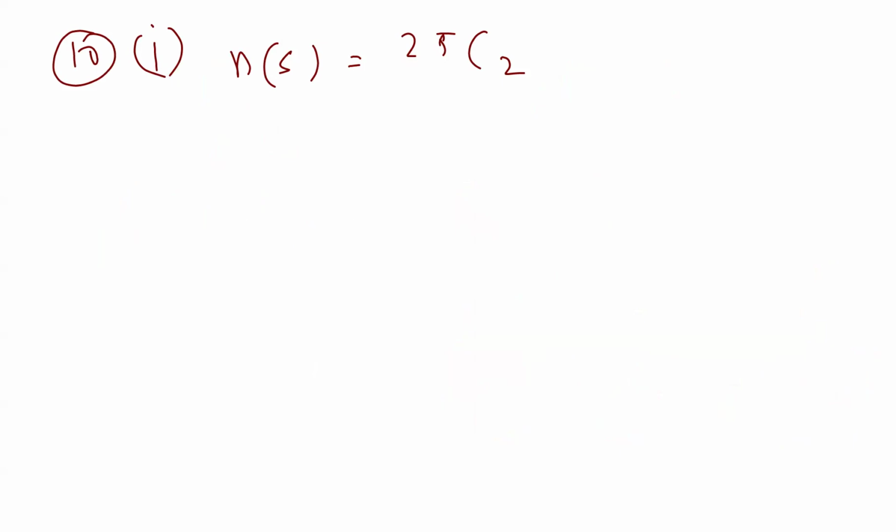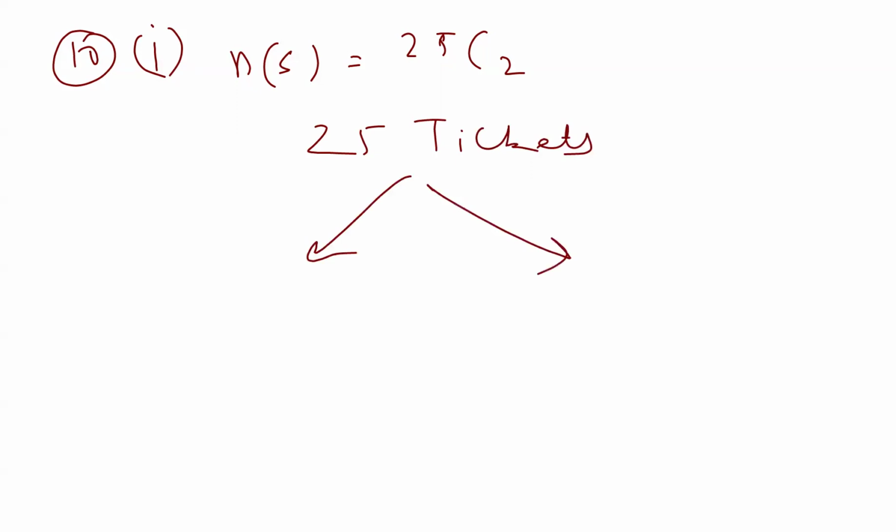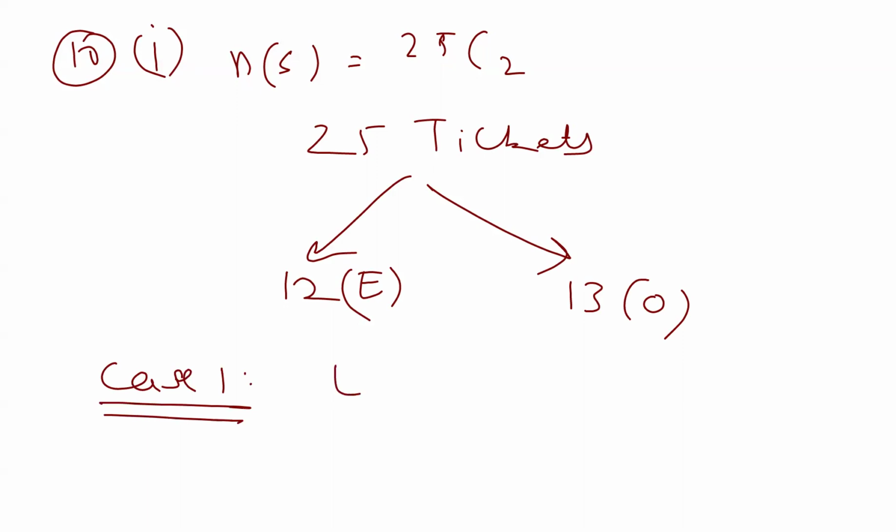Now see, when do we get the product of two numbers even? First of all, there are 25 tickets. So there are 12 even numbers from 1 to 25 and 13 odd numbers. So when do we get the product as even? Case 1, both are even. Case 2, one even and one odd.